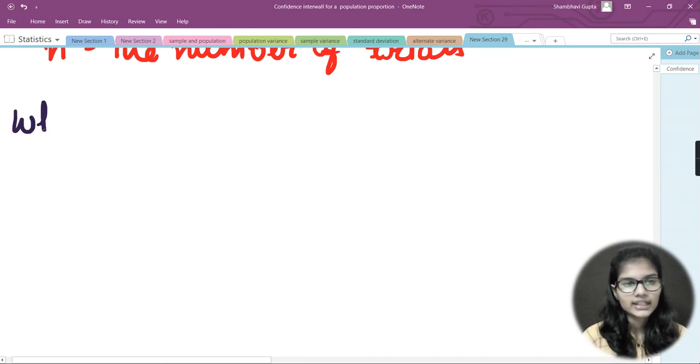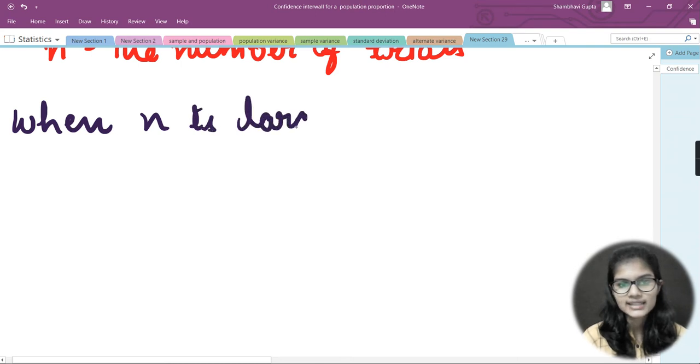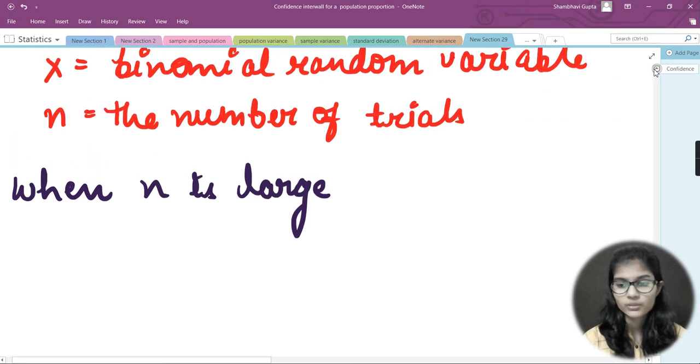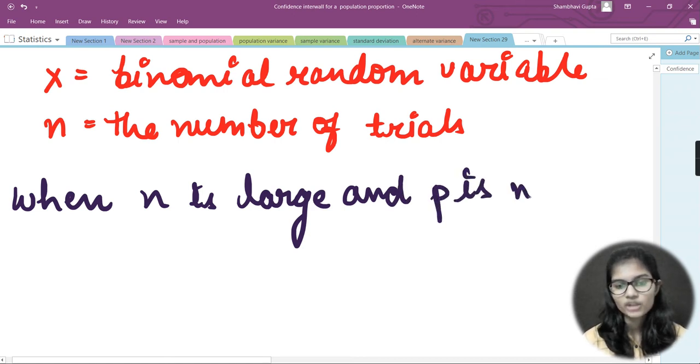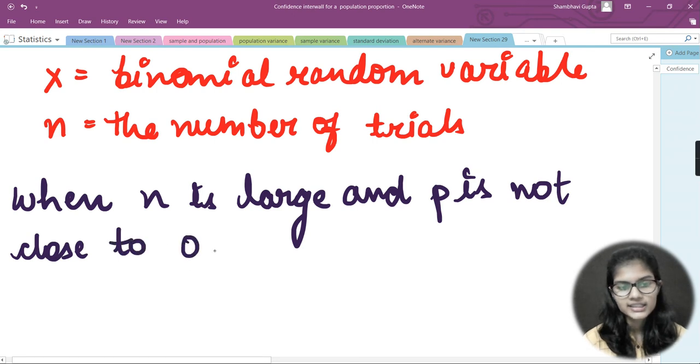So I have a condition here that when n is large, the value n is my number of trials. Let me just go above and show you this. Here I have written, even in the previous video, that n is equal to the number of trials, right? So when the value for n is large, and my second condition which applies to the same one is that p is not close to 0 or 1.